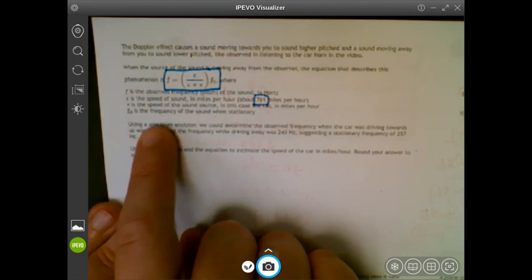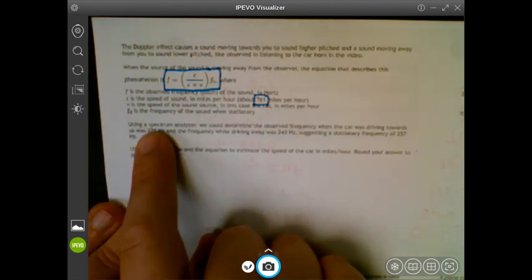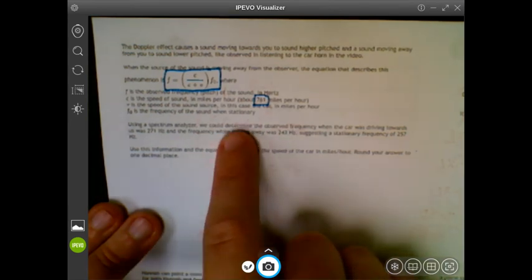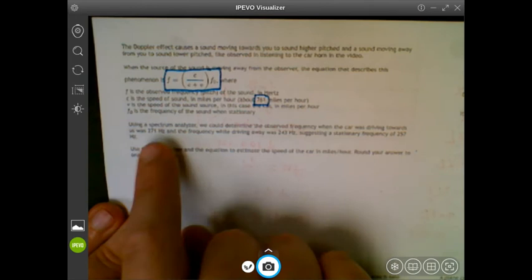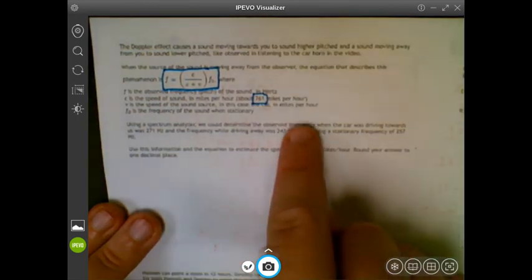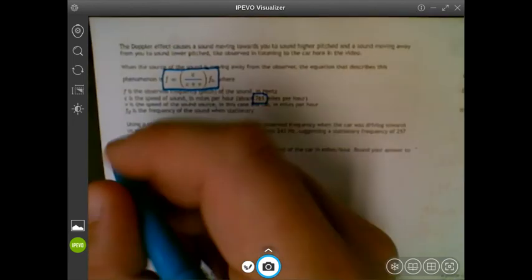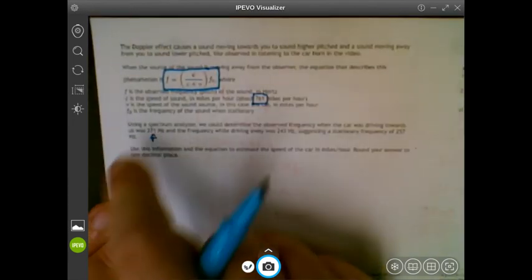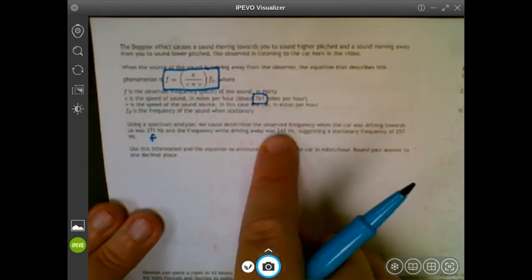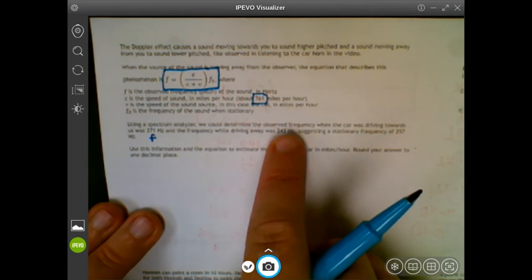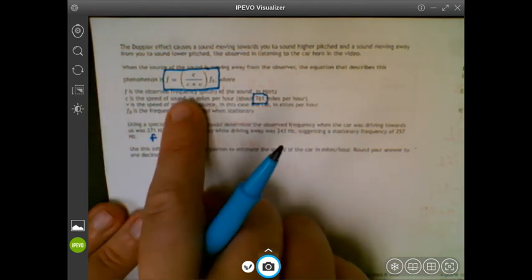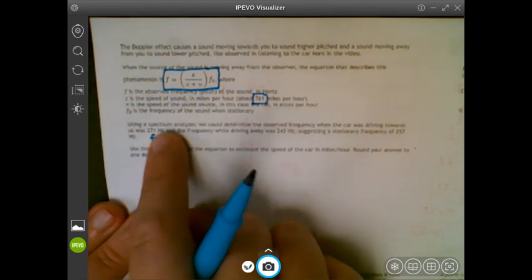So here's where we get all of the data, the information. So using a spectrum analyzer, we can determine the observed frequency when the car was driving towards us at 271 hertz. They said that's the observed frequency. So observed frequency is F, so we can label that. That is the F value. And the frequency while driving away was 243 hertz.